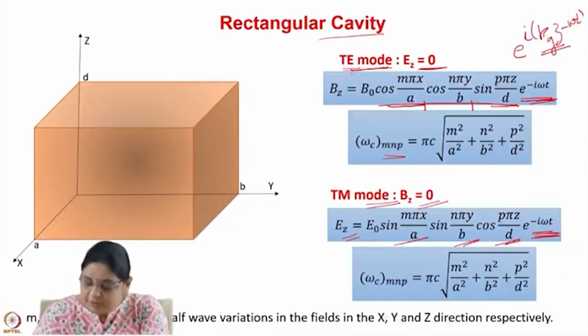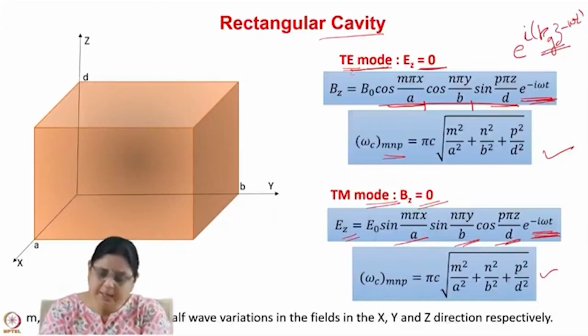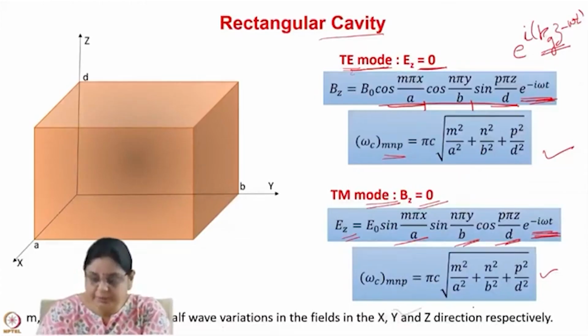So the cutoff frequency is again given by the same formula for both TE and TM modes. And here m, n and p are integers and they represent half-wave variation in the fields in the X, Y and Z direction respectively.